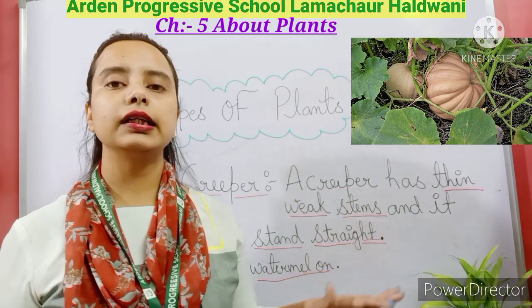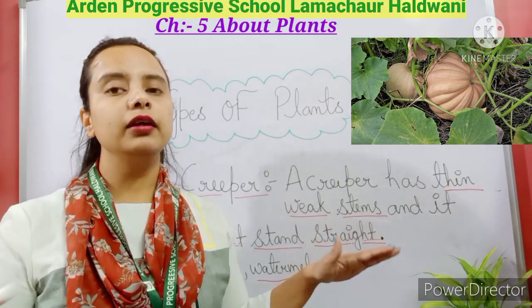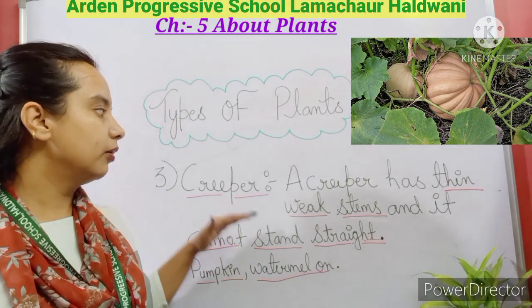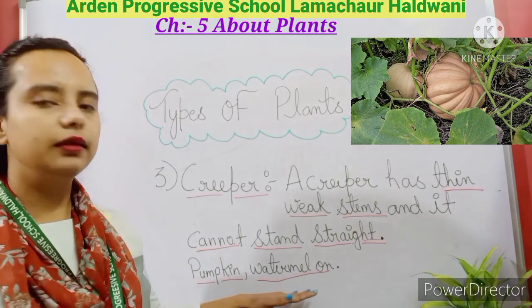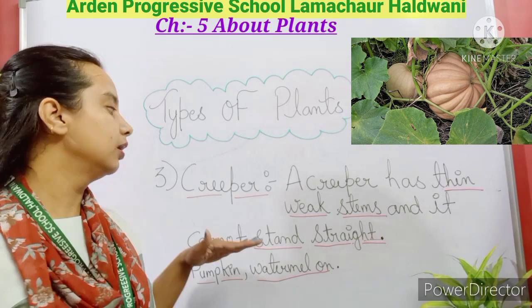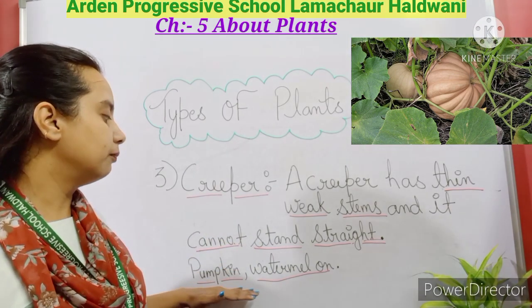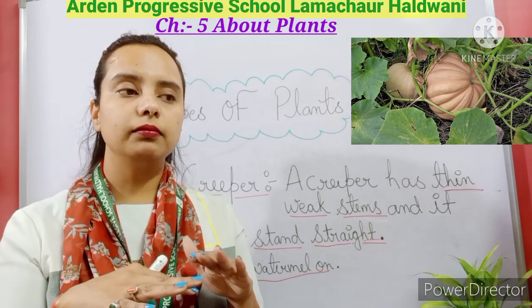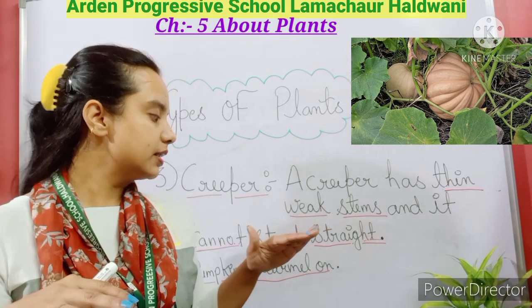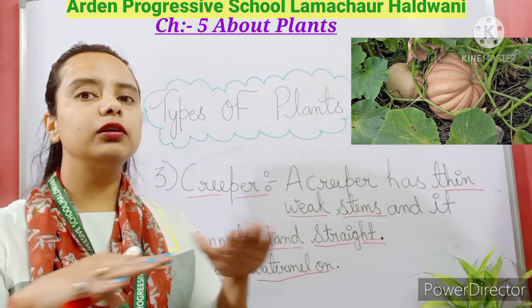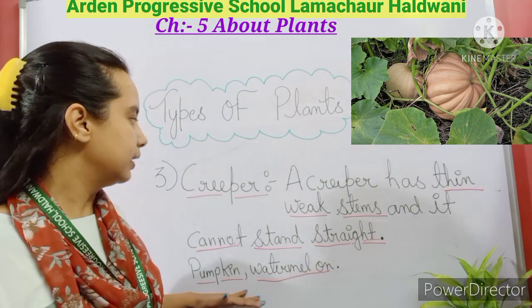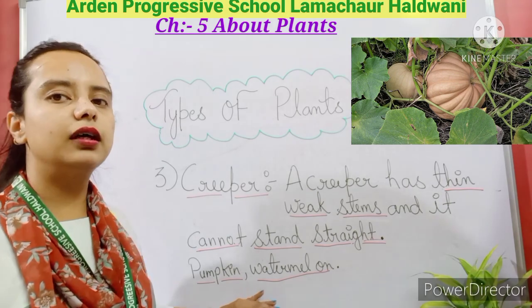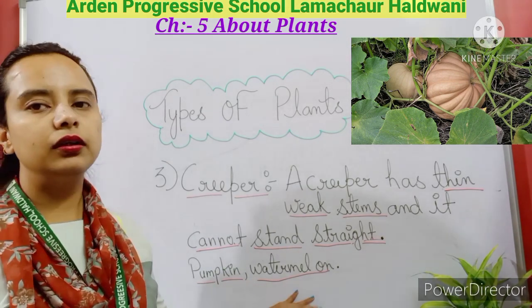वो क्या करते हैं? आपकी ग्राउंड में फैल जाती हैं. ओके, सो दैट इज द एग्जाम्पल ऑफ द क्रीपर्स आर द पम्पकिन एंड द वाटरमेलन. आपने देखा होगा बेटा कि जो वाटरमेलन और पम्पकिन कैसे ग्रो करते हैं. दे नीड अ सपोर्ट, मीन्स दे नीड सम वी कैन से इन द ग्राउंड. ठीक है, वो ग्राउंड में फैल जाती हैं आपकी. So the examples of the creepers are the pumpkin and the watermelon.